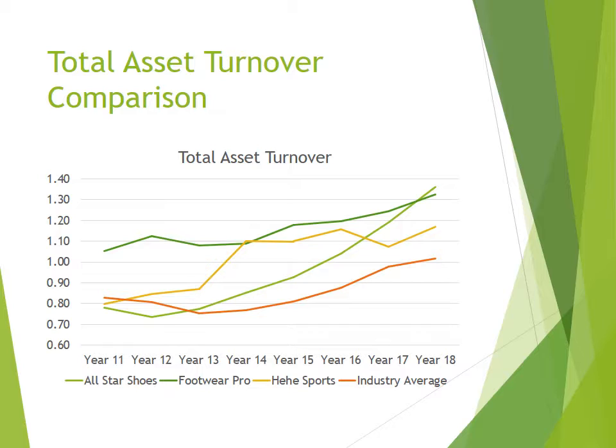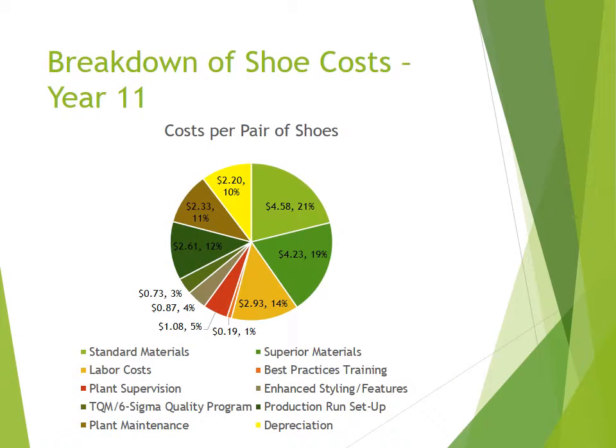This turnover ratio measures how efficiently a company is using total assets to generate sales revenue. This ratio is calculated by dividing sales by total assets. The ratio shows the strongest and most consistent increase of any of our measures throughout the game, ending with a ratio of 1.36. The next 3 slides will show a breakdown of the cost of each pair of shoes for years 11, 14, and 18.